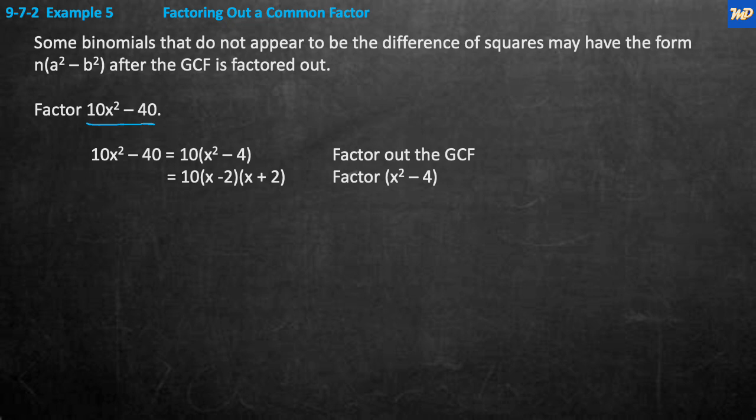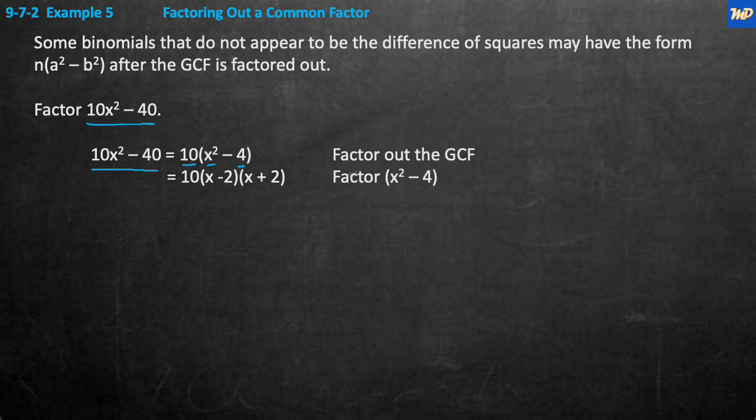Well, as I look at it, I can rewrite the problem 10x squared minus 40. And right away I know that we can take a 10 out, right? If we take out the 10, there's nothing else to take out. So take out a 10, and we're left with x squared minus 4, because 10 comes out of 40 4 times. So we factored out the greatest common factor.